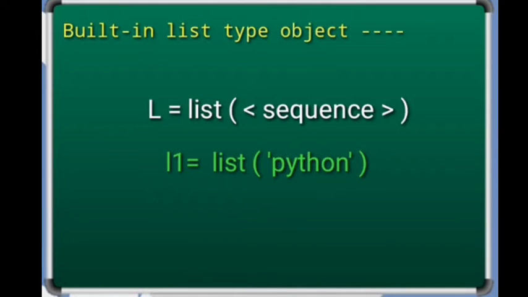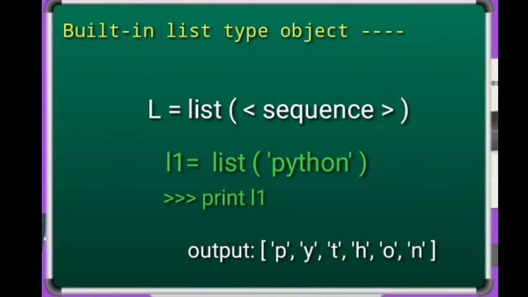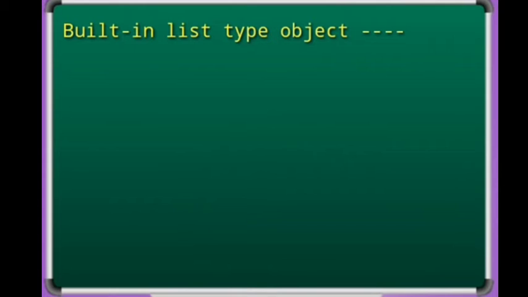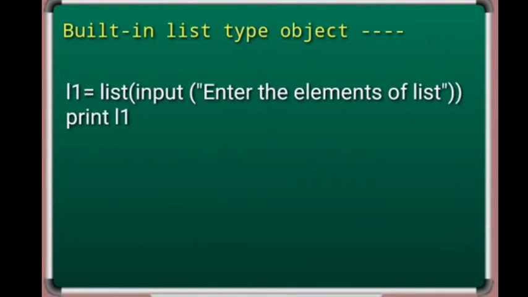So when I print L1, it will create a list and generate an individual element from the individual letters of the string. The elements will be put inside the list from the string which I have defined. So it will give you the output like this: P, Y, T, H, O, N separately.